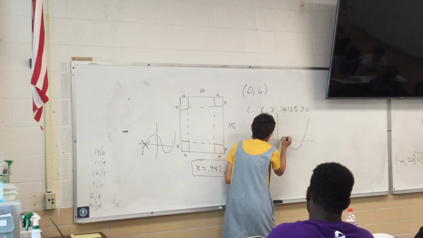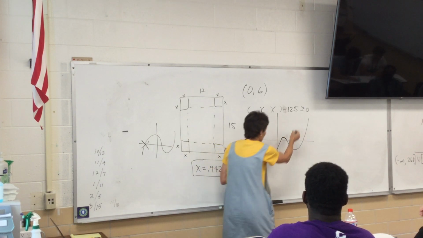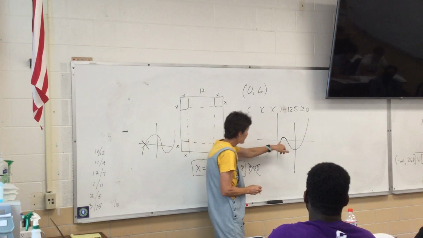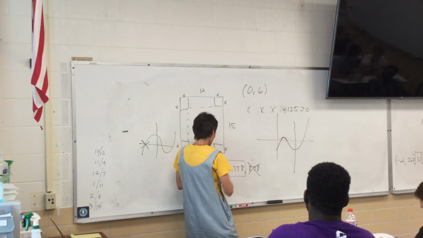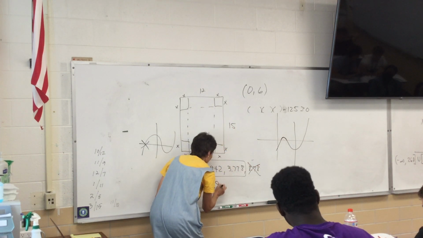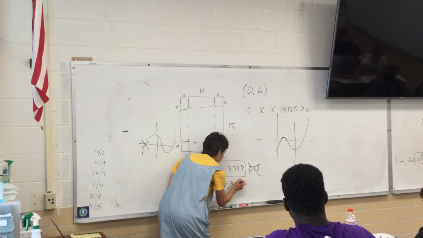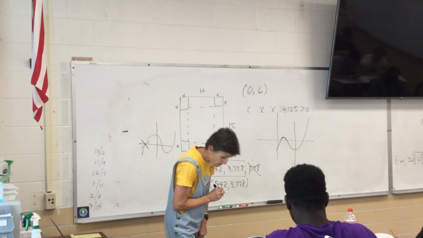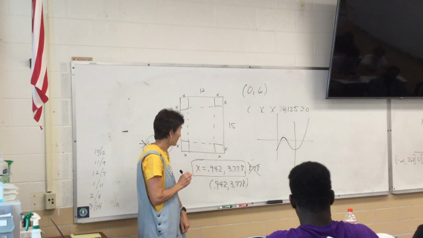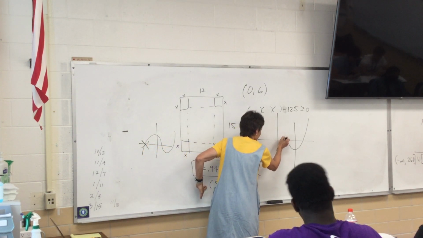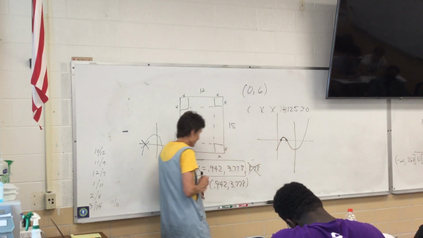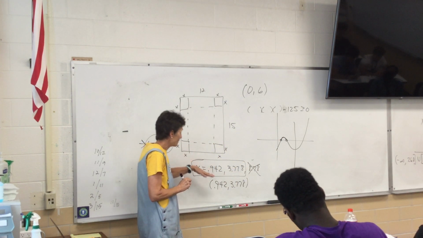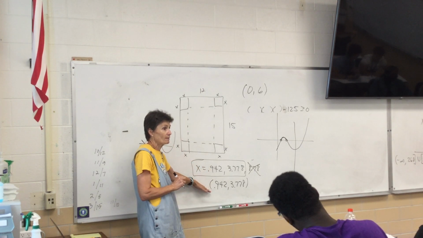So right here. Gotta be in your domain. Yeah, it stops right here. So the answer where it's bigger than 125 would be 0.942 to 3.778. That's where it's more, no, more than 125 would be from here to here, that little section right there. This is where it equals 125. This is where it's more than 125.